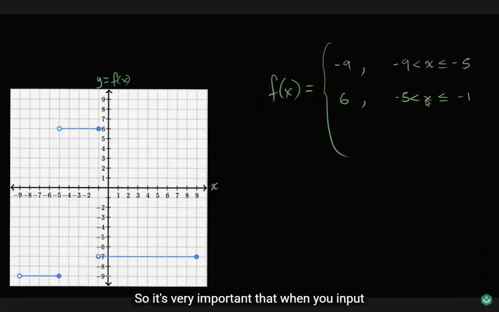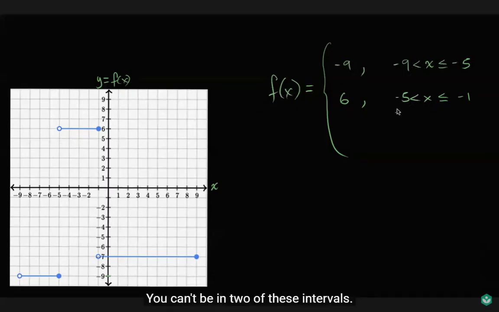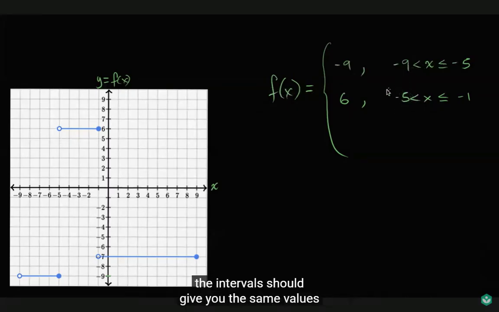So it's very important that when you input -5 in here, you know which of these intervals you are in. You can't be in two of these intervals. If you are in two of these intervals, the intervals should give you the same value so that the function maps from one input to the same output.